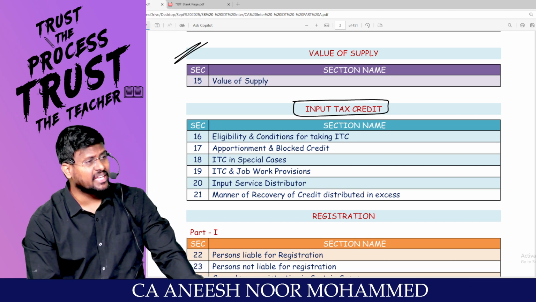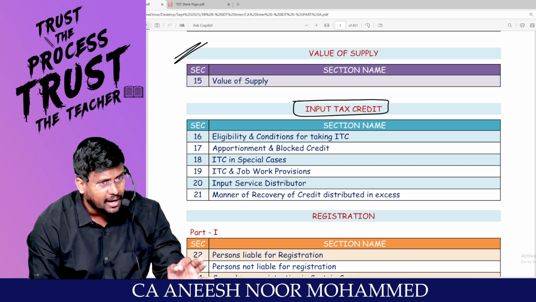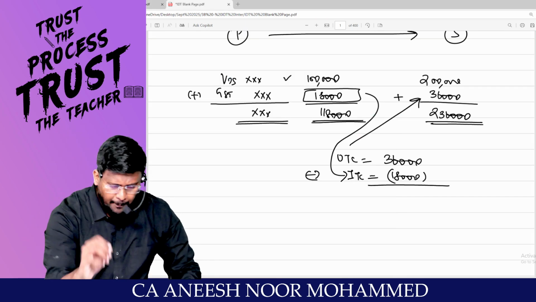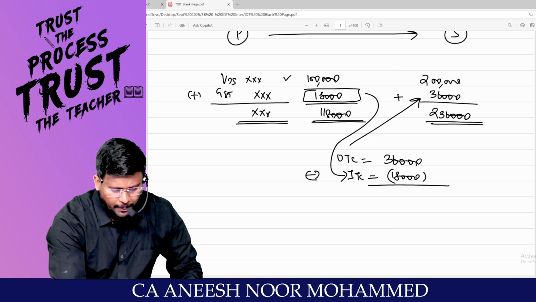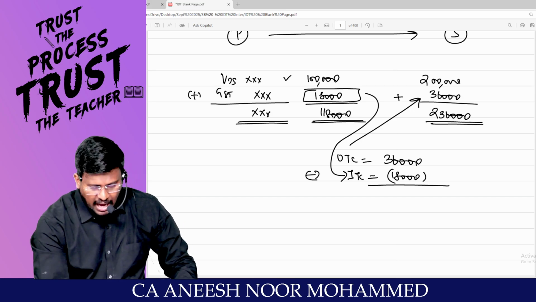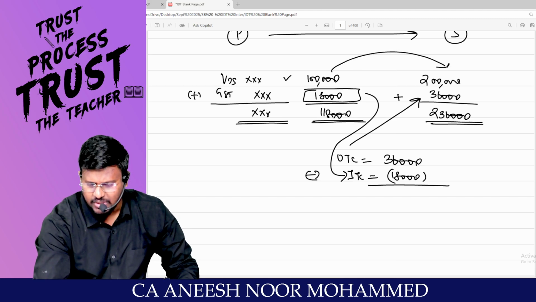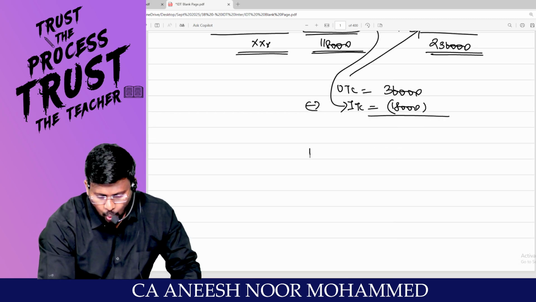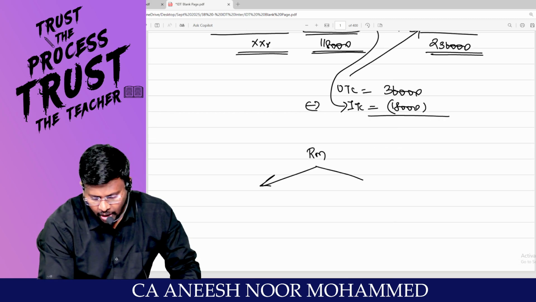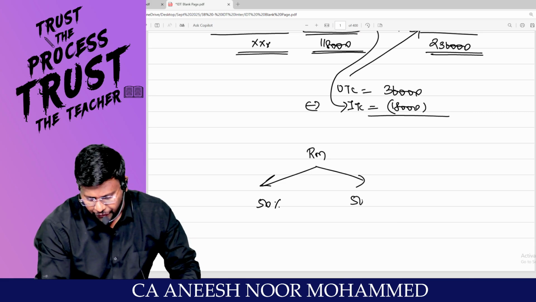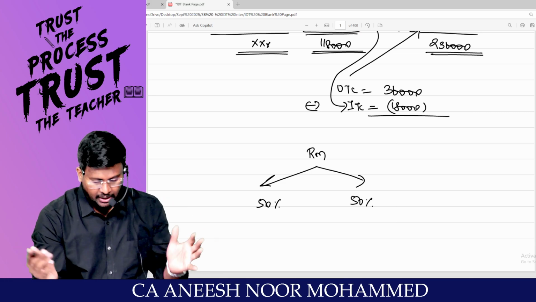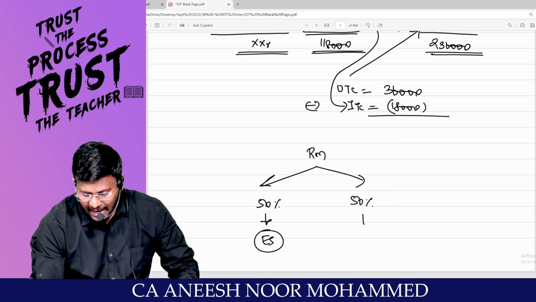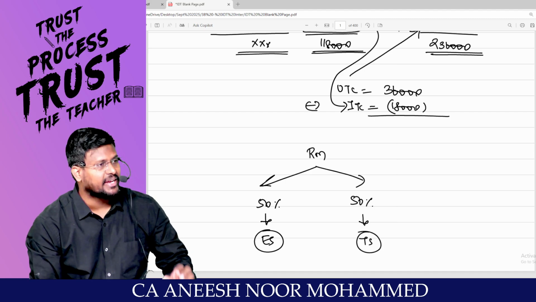Section 17 is apportionment and blocked credit. Apportionment means, sir, have you purchased raw material? After you purchase raw material, are you selling the materials? Certain people, what they will do, with that raw material, 50% they will sell as exempted product, and the remaining 50% they will make as taxable supply.